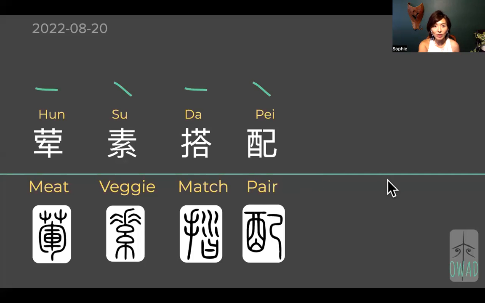Okay, so last time we talked about 荤素搭配. 荤 basically is a flavored vegetable, but eventually it is used to mean meat, and 素 means vegetable. So you have an omnivore diet over here. 搭配 means you can mix and match meaty and non-meaty veggie kind of cuisine together.